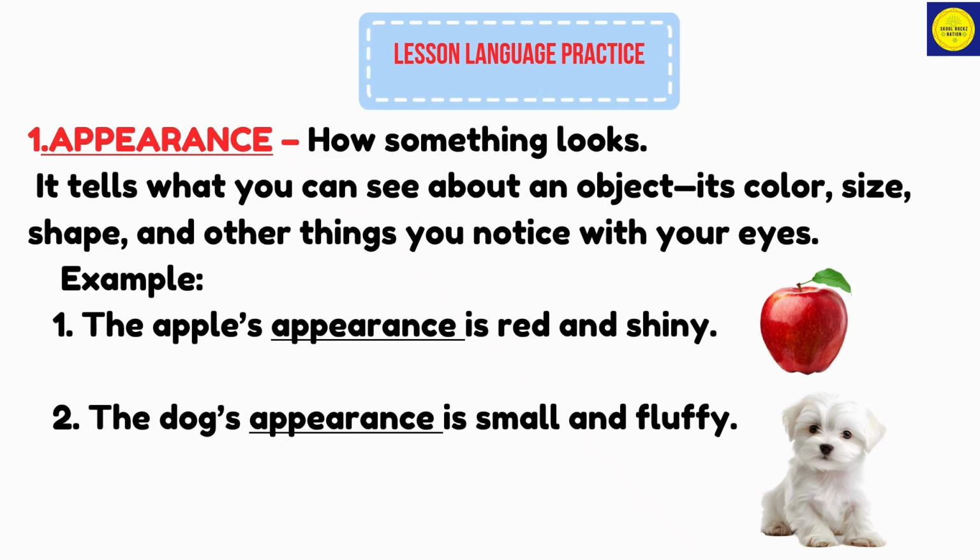Lesson Language Practice 1. Appearance. It is how something looks. It tells what you can see about an object, its color, size, shape, and other things that you notice with your eyes. Example 1. The apple's appearance is red and shiny. 2. The dog's appearance is small and fluffy.